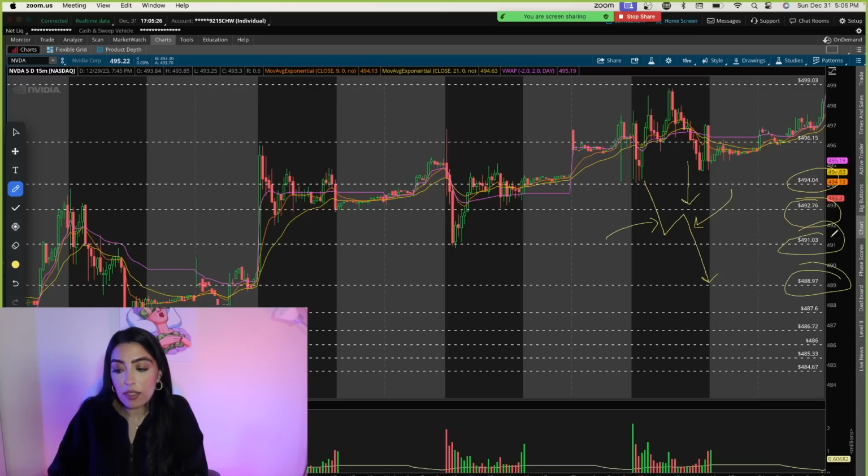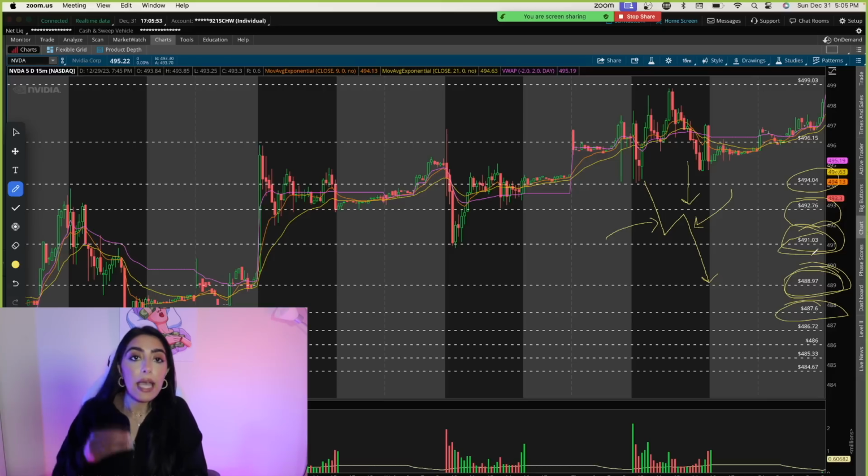Or you can wait for it to break 491 and your profit target would be 489 and then this 488 level or 487 level on Nvidia. So in this one play, there's multiple entries that you can take depending on what happens. The first entry below 494, let's say you missed that. The second entry can be a rejection of the retest level, and then the third entry below 491.